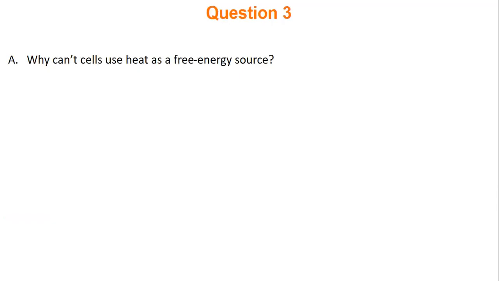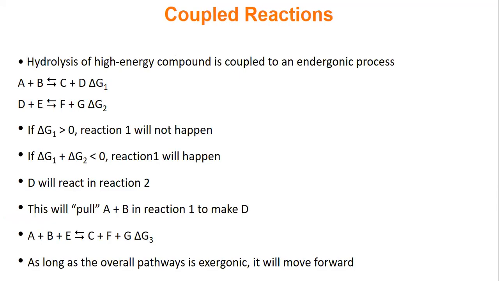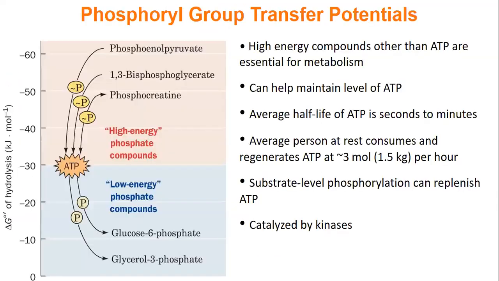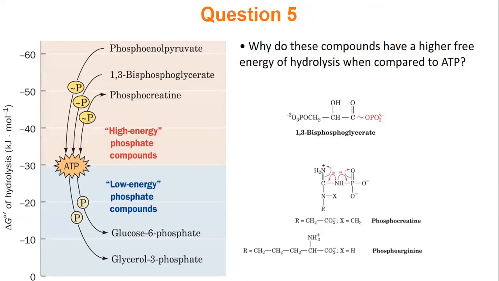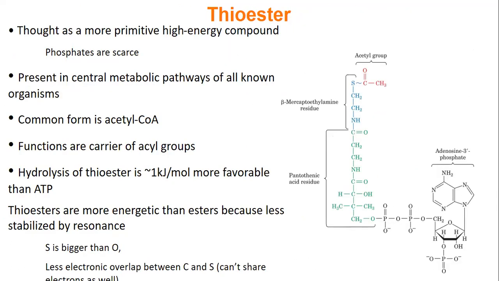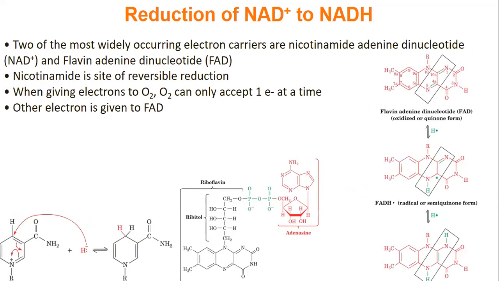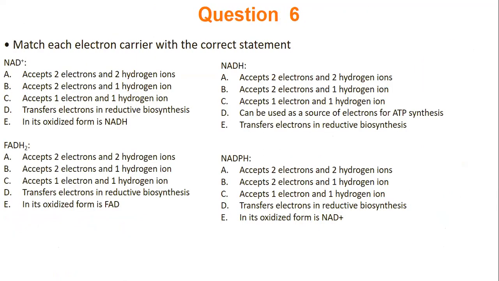Heat, I talked about that in video. Here it is, everyone's favorite: why we can move phosphates around, this group transfer potential. Basically, it's free to move something from high energy to lower energy. And we see this in glycolysis. The thioester, NADH, that's also high energy. Reduction, NADH to FAD. Just make sure you know the differences between these. And we actually have a question that says this.